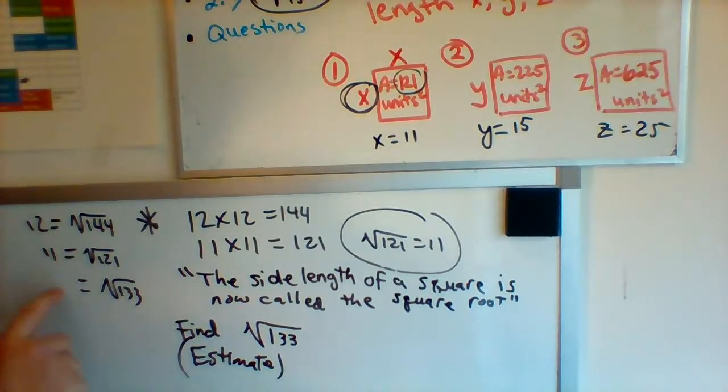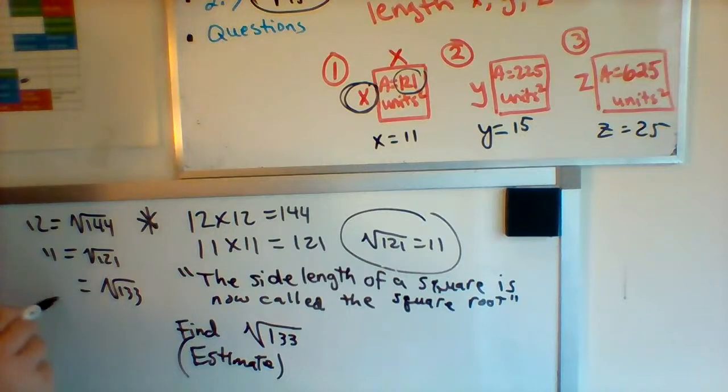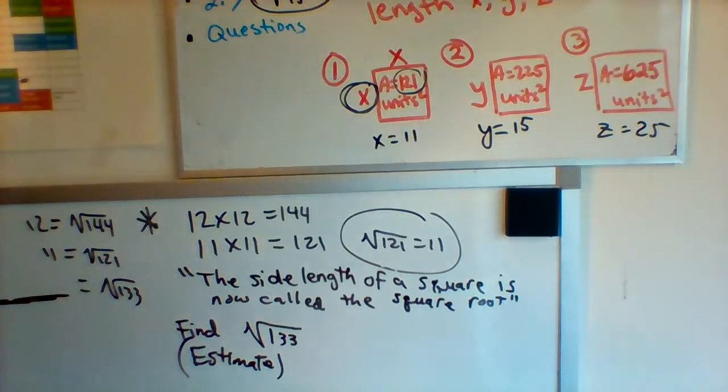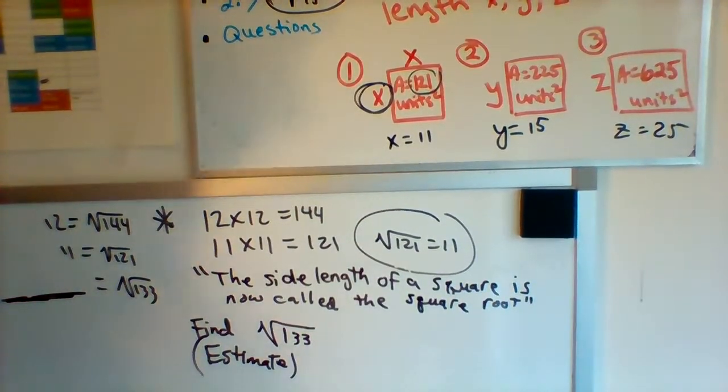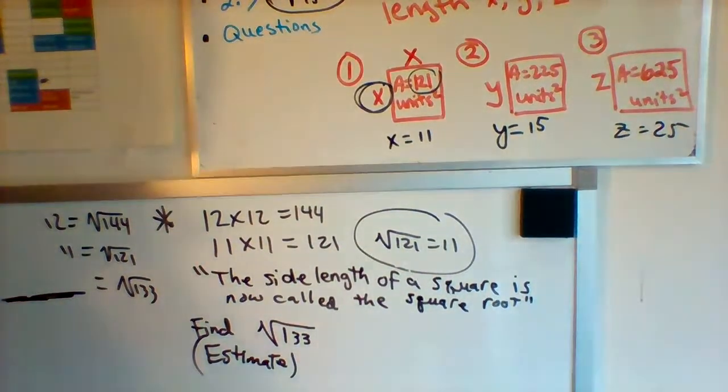Square root of 133. Let's go. Give me some estimates. Give me some possibilities, please. I want to hear what you think. Let's hear the ideas.